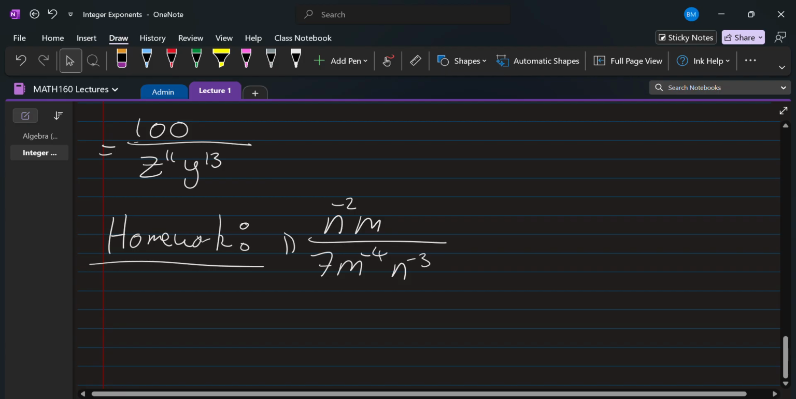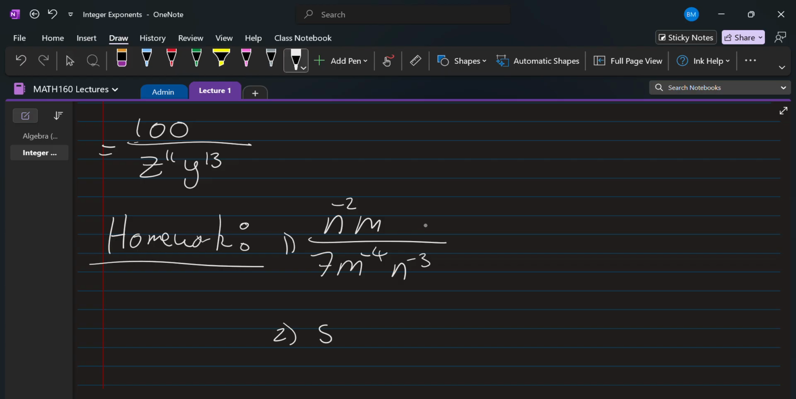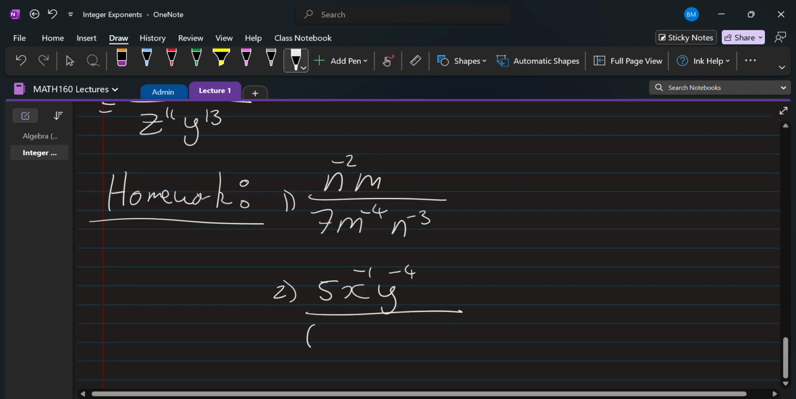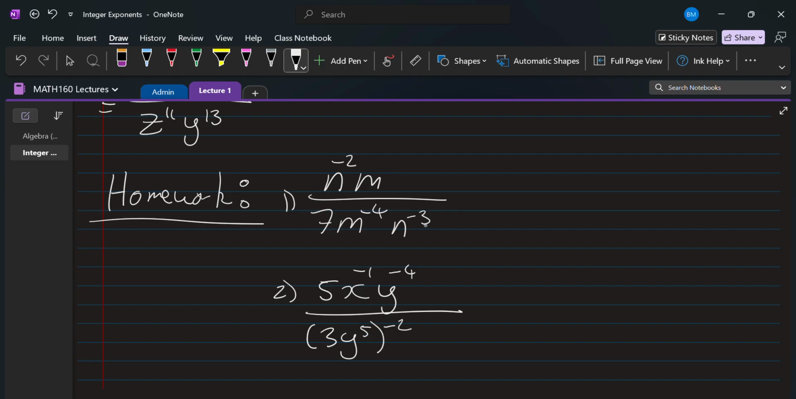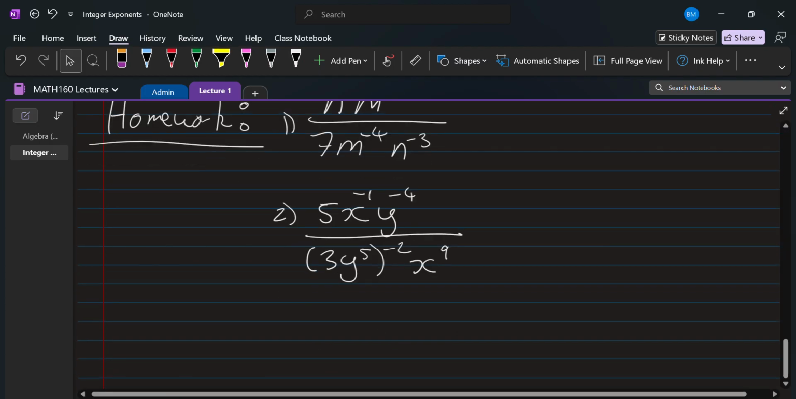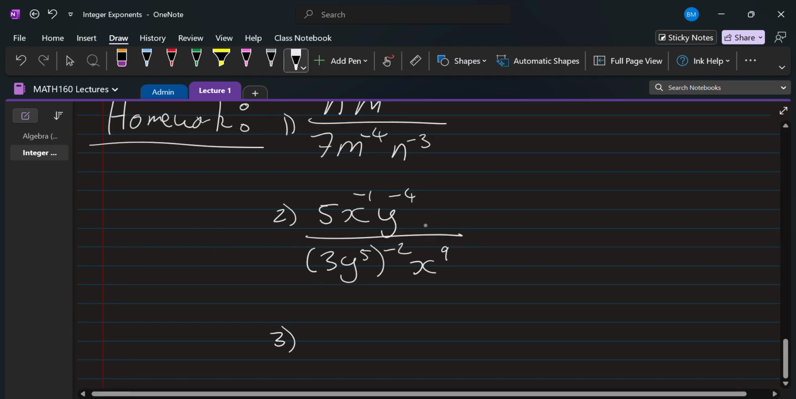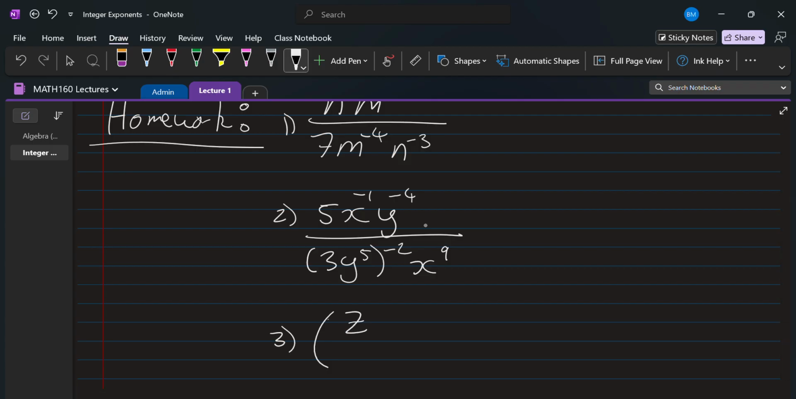Okay, so homework number 1, we've got n to the minus 2, m over 7m to the minus 4, n to the minus 3. Again, we've seen all of this already. You know what to do. Number 2, we've got 5x to the minus 1, y to the minus 4, over 3y to the 5, all to the minus 2, x to the 9.